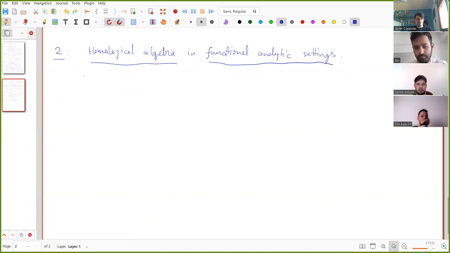Right, so one possible option for your category C could be the category of Banach spaces. This is a reasonable category of topological modules or topological vector spaces. Let's say we work relative to Banach spaces over R, where R is either the complex numbers or the real numbers or Q_p. It doesn't really matter. You can even take fancier things, but basically any Banach ring.